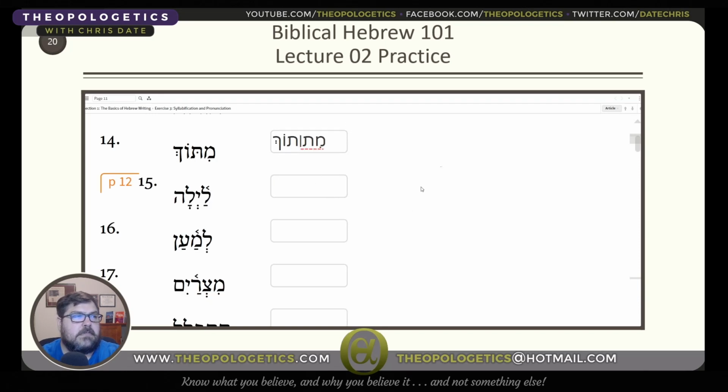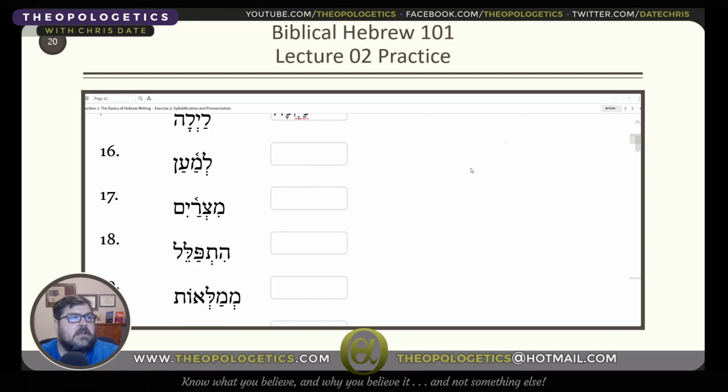Laila. Well, the lamed with the pathach is followed by a yod with a shava. So this is the diphthong ai. That shava closes the syllable, so lai, and then la. Two syllables.